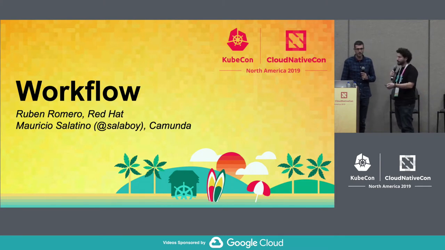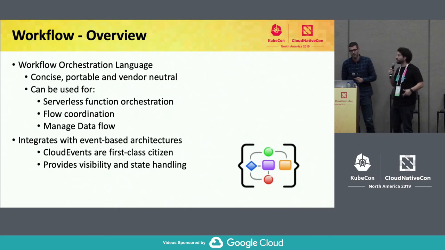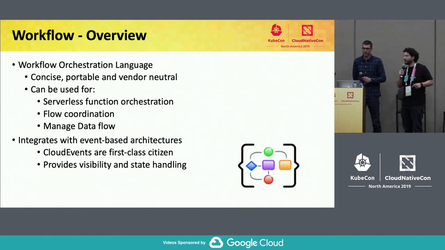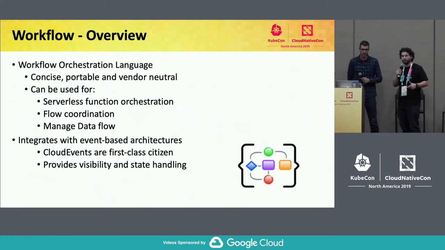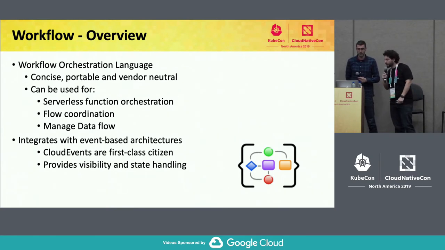But let's talk a little bit about what's happening in this group. So first of all, the scope. What is this group trying to achieve for now? The current iteration we are working on is the workflow orchestration language, and I think that language is the important word in that first line. So we are trying to define a spec, to define a language, to define workflow orchestrations for serverless applications. The main objective of that language is to be concise, portable, and vendor neutral.